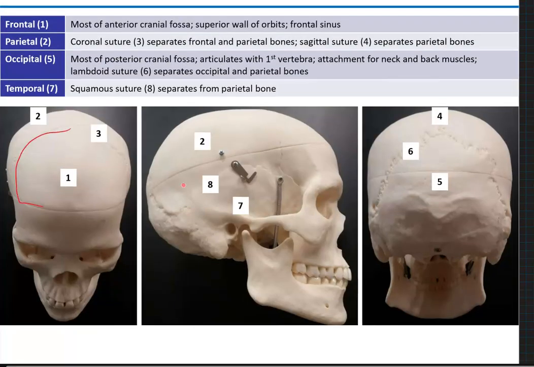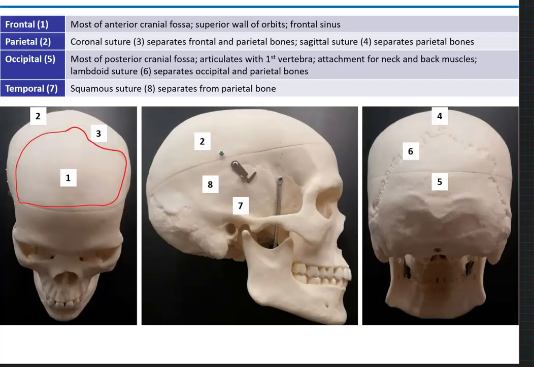The frontal bone, numbered 1, contains most of the cranial fossa, anterior cranial fossa. Also contains superior wall of orbits and the frontal sinuses, the empty cavities that resonate when we speak.